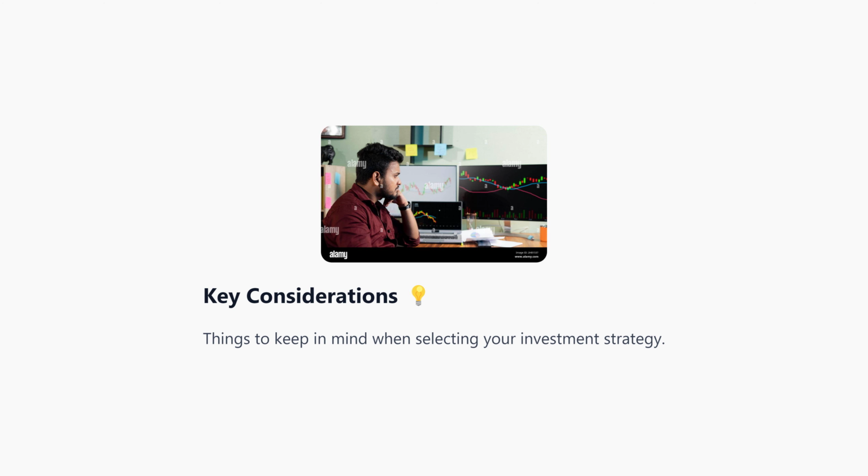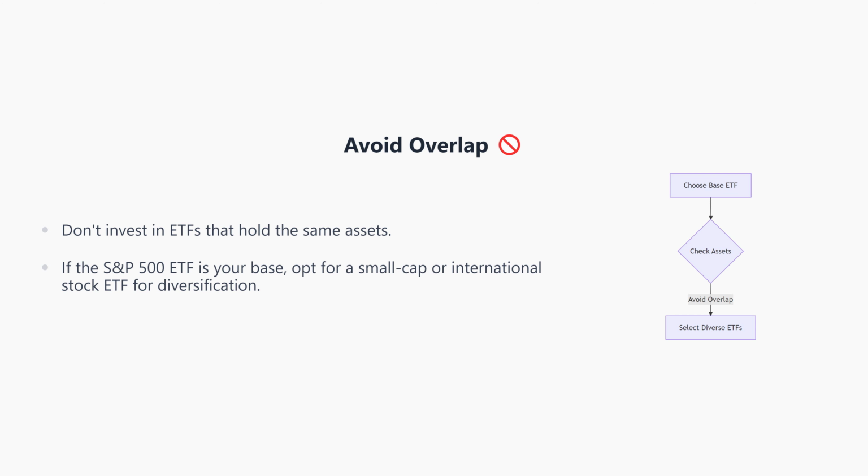It's important to take into account several key considerations when deciding on your investment strategy. These include avoiding overlap in your ETFs, aiming for simplicity, and being cautious with single stocks. One key consideration is to avoid overlapping. Don't let several ETFs in your portfolio hold the same assets.